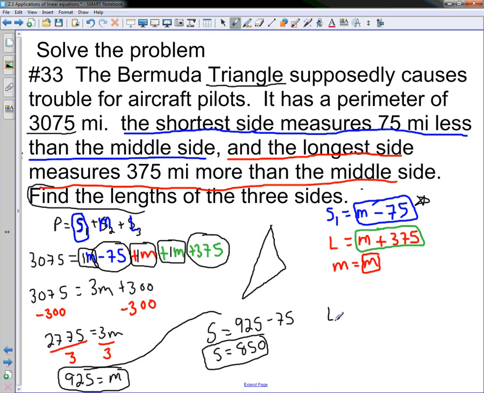And then the large side we know is the middle plus 375. So we have 925 for the middle plus 375. So that gives us 1300. Okay. So you can see that once you find one, you should be able to go back and plug in the value that you found and find the remaining two.